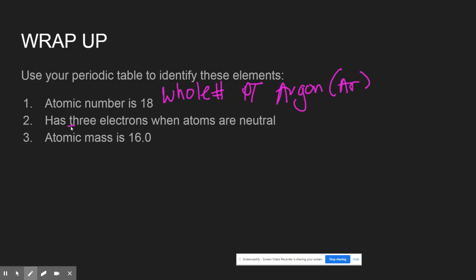What element has 3 electrons when atoms are neutral? So this is the big word here. We're talking about things that are neutral. So if it's neutral, that means the number of protons is equal to the number of electrons. Okay? So if I have 3 electrons, that means I have 3 protons. Number of protons identifies the element. So what element has the atomic number of 3? Lithium. Okay?